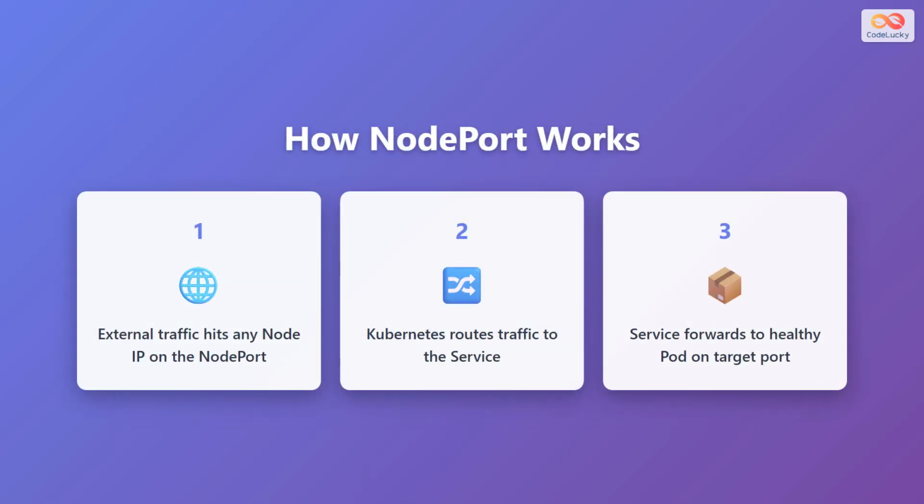Let's understand how NodePort routes traffic through three simple steps. First, external traffic from outside the cluster hits any node's IP address on the designated NodePort. Second, Kubernetes automatically routes this incoming traffic to the service object. Third, the service then forwards the traffic to a healthy pod on the target port where your application is actually listening. This process happens seamlessly, and the traffic can hit any node in the cluster, even if the pod isn't running on that specific node.